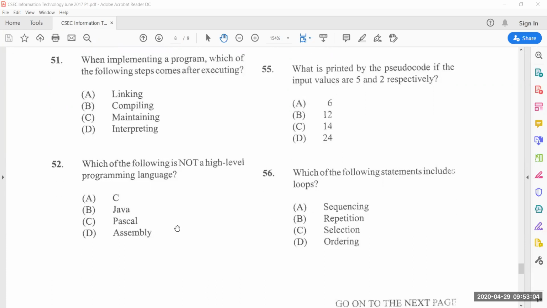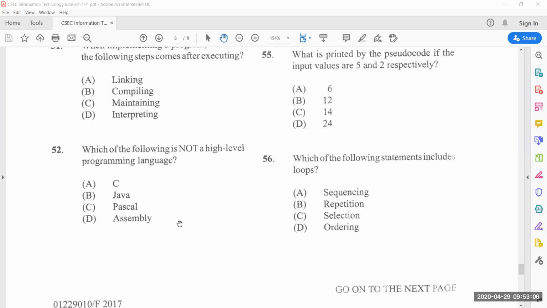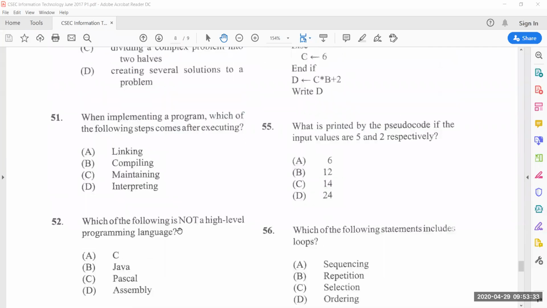Okay, 52. Which of the following is not a high-level programming language? All right, so which is not a high-level programming language? Yes, that's the right answer. Assembly. Okay, so the answer is D.